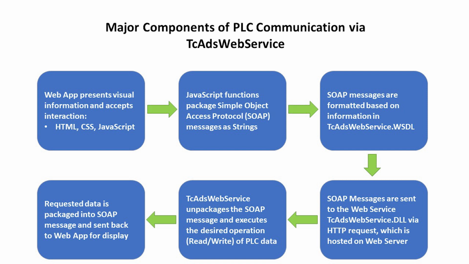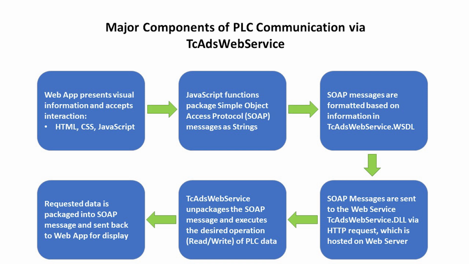So the SOAP messages are sent to the web service that's hosted on the web server. The SOAP message makes an HTTP request of the web server, and the web server reads the header. It reads the message in that HTTP request, and it says, okay, they're asking for a resource that comes from the TcAdsWebService.dll. So I'm going to take this SOAP message and send it on to this dynamic link library. So now the web server has routed this message to the dynamic link library.